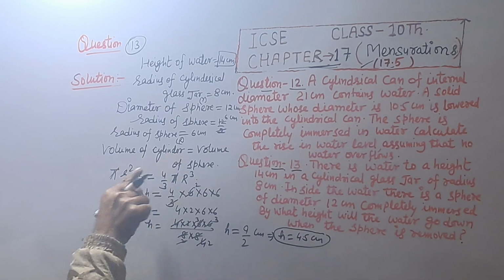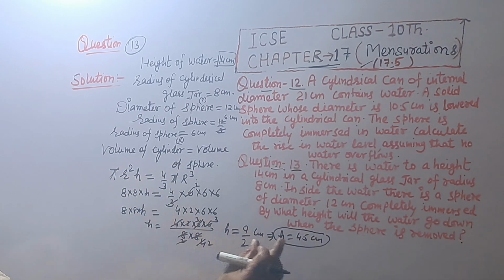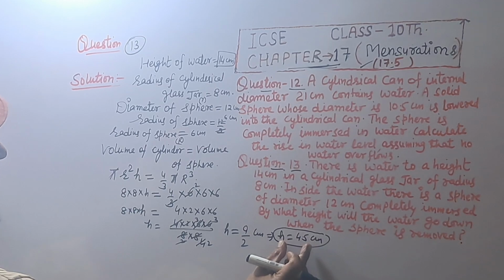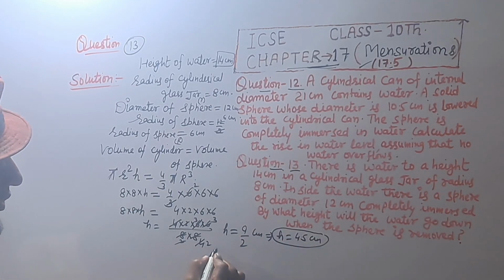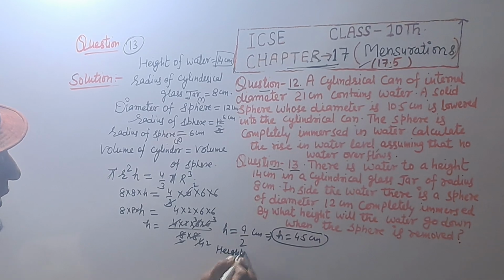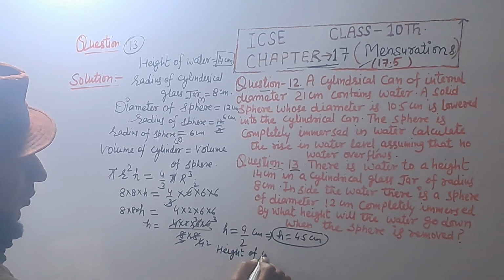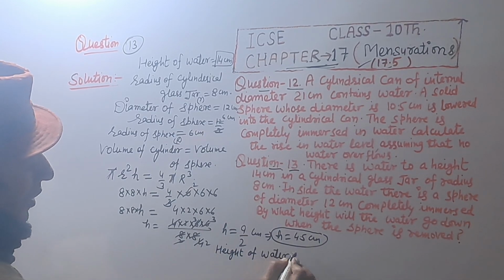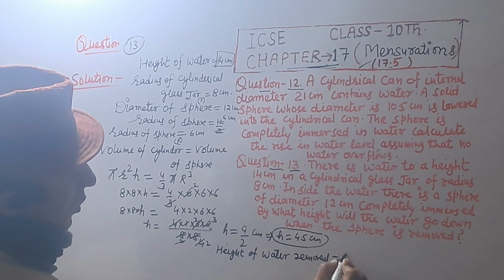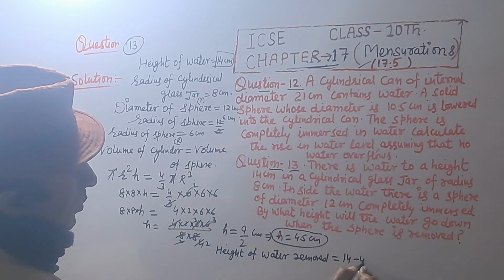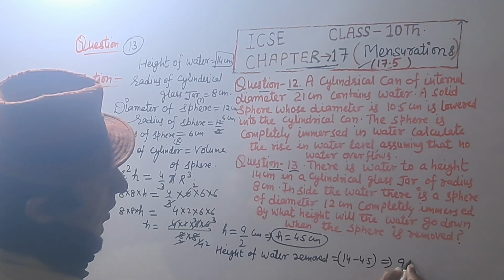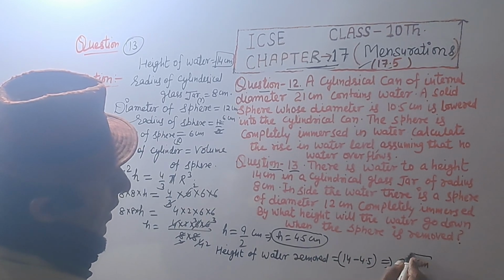Volume of cylinder is equal to volume of sphere. Height will be removed. Height of water removed equal to 14 minus 4.5, which implies 9.5 centimeter.